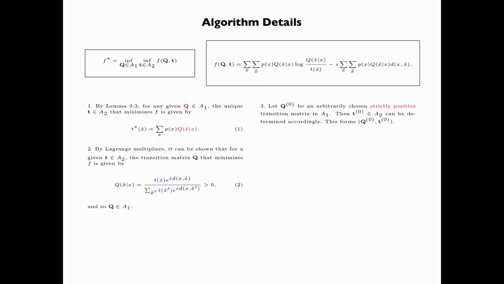Let Q0 be an arbitrarily chosen strictly positive transition matrix in A1. T0 in A2 can be determined accordingly. This forms the pair Q0, T0. Then compute Q1, T1, Q2, T2, and so on and so forth by applying equation 2 and equation 1 alternately. It will be shown in section 9.3 that f_k converges to f star, which is equal to R_d(s) minus s D_s.